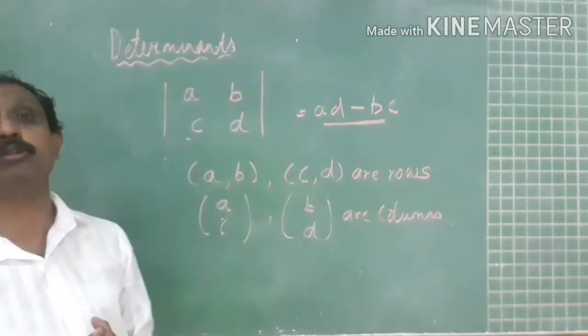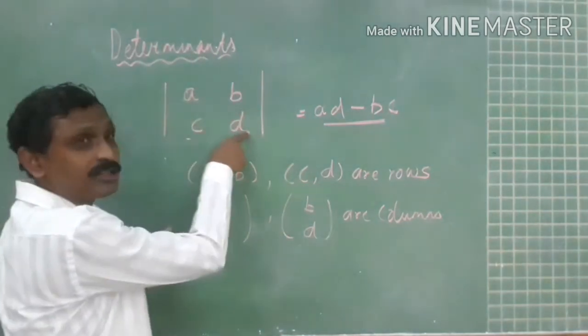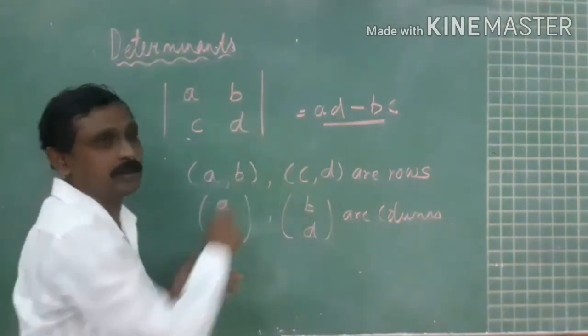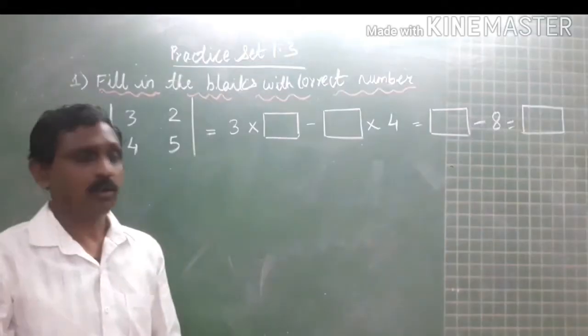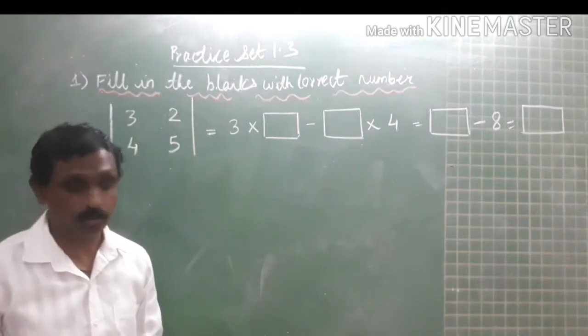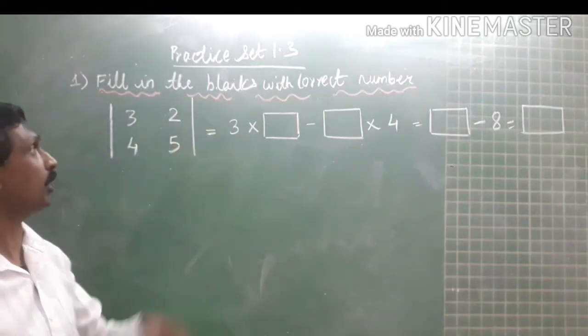To find the value of this, let us cross multiply. A multiplied by D minus B multiplied by C. Just now we saw what is the Cramer's rule. Based on Cramer's rule, let us solve practice set 1.3.